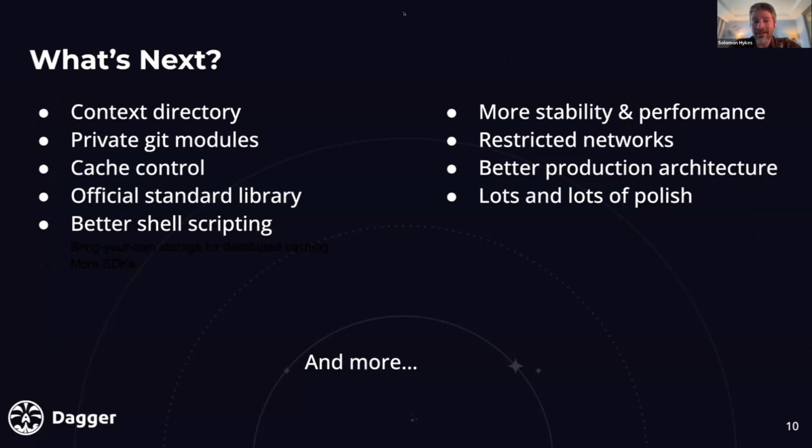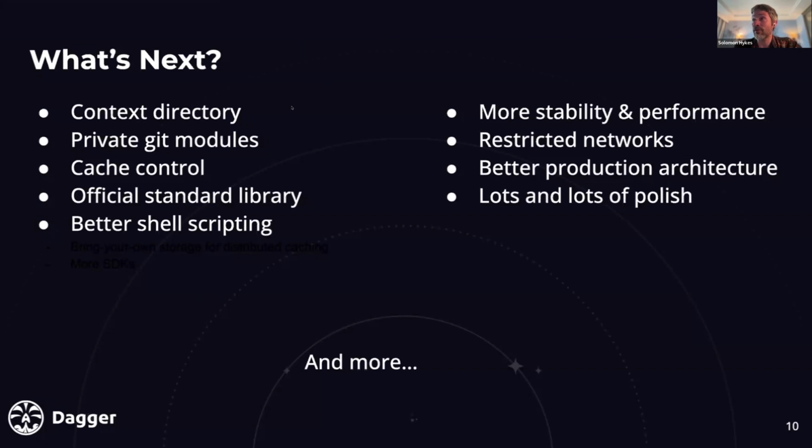So we added implicit access to the current context directory. So you'll be able to write a function that can, by default, access the logical directory to access. So out of the box, you'll be able to call these functions and not have to type --source every time. It's going to be really nice. Private Git modules, we talked about that. Cache control is going to be really nice.